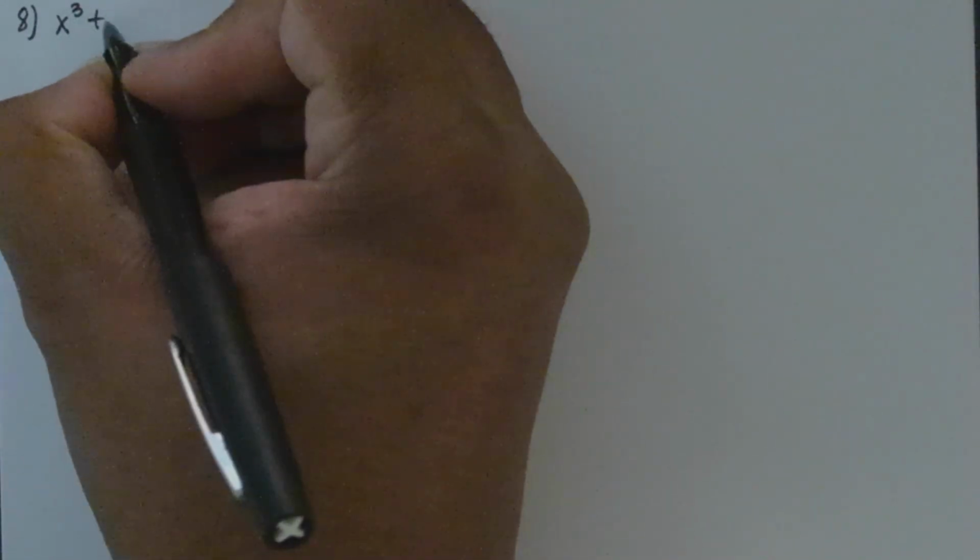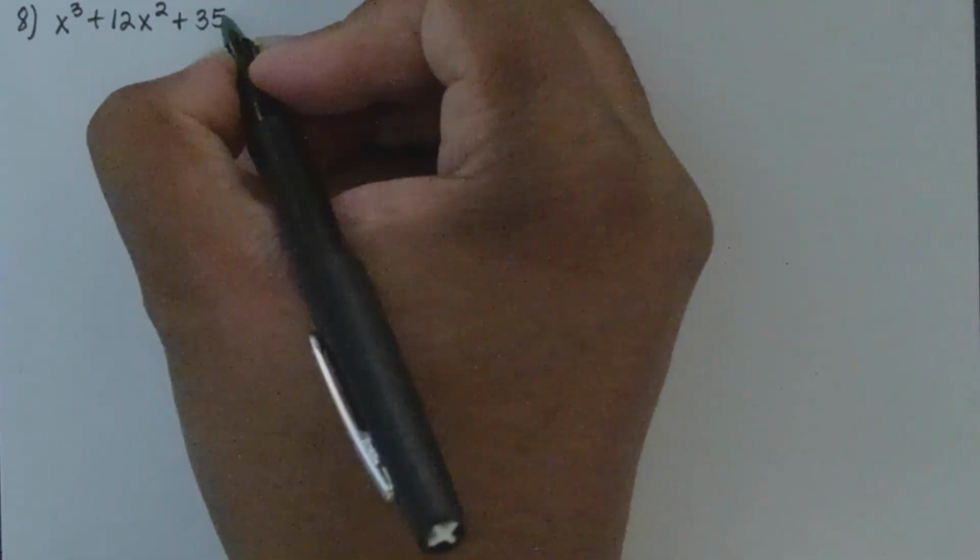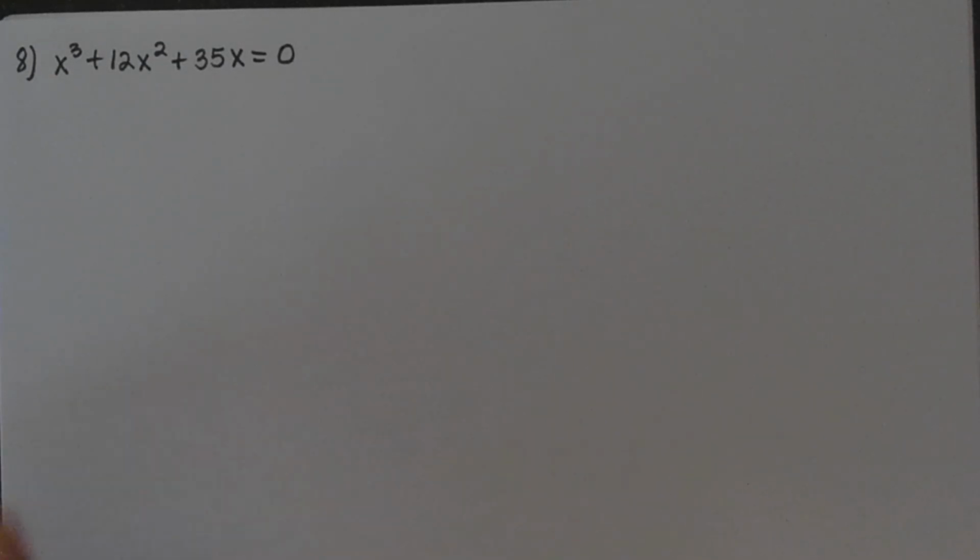So here in problem number 8, we got x cubed plus 12x squared plus 35x equal to 0. And in this case here, we're going to need to factor this polynomial completely. Let's see. What is the common factor that's in x cubed, 12x squared, and 35x? The x. So let's factor out the x.